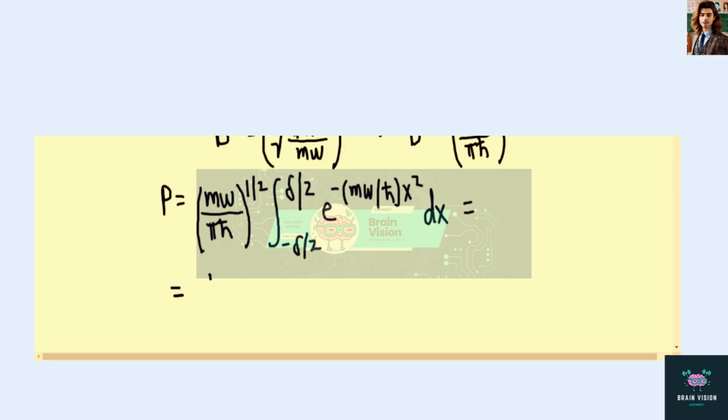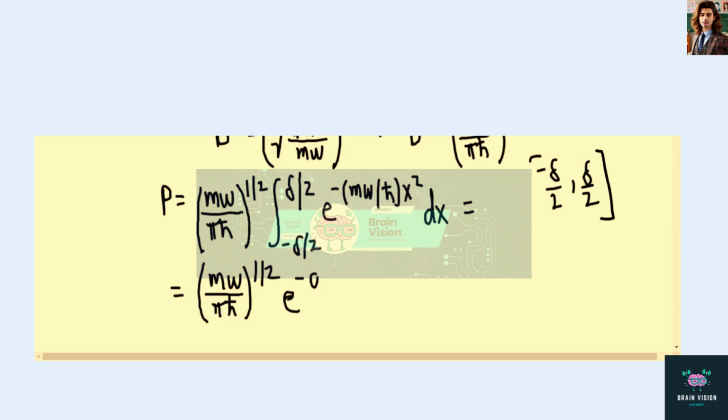So what that means here is we just go ahead and multiply by any constants we have, which in this case is the normalization constant squared. And then we multiply by the function evaluated at the midpoint. This means that we have e to the minus 0, because the midpoint is at x equal to 0. That is the midpoint of the interval from minus delta over 2 to delta over 2. The midpoint would just be at x equal to 0.